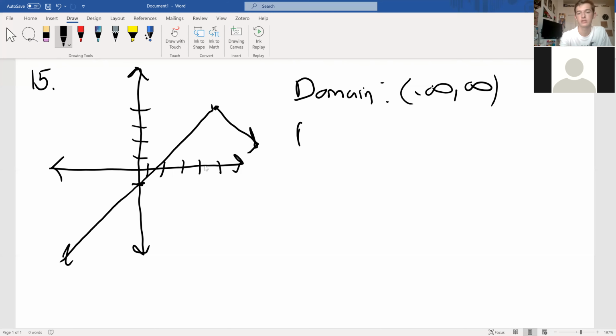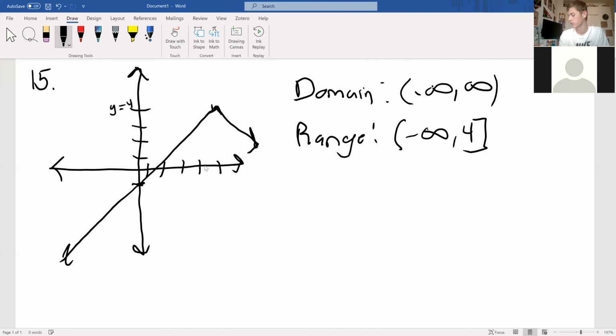With the range, we start looking at the y values. Whatever my minimum is, that's negative infinity because it keeps going down. So that'll be my first one. And then I just look for its highest point. It would be right here, at y equals 4. So that would be my top. Since it's included in the graph, it's a part of it, I put a bracket on that one.